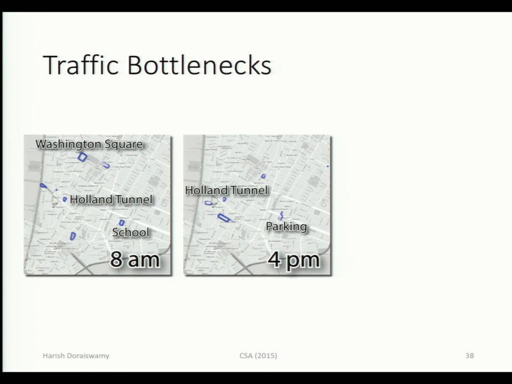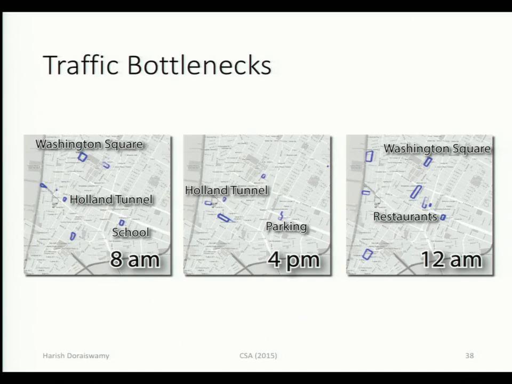And at 4 p.m., again, we saw a particular thing over here, and apparently this is where there is free parking in Manhattan. And no wonder it's really crowded, especially at that time. It seems you just cannot go in that direction. And this is at midnight, and you can see that this is not very slow, but it's relatively slower near restaurants. So there are a nice set of restaurants in this part and over here and so on.